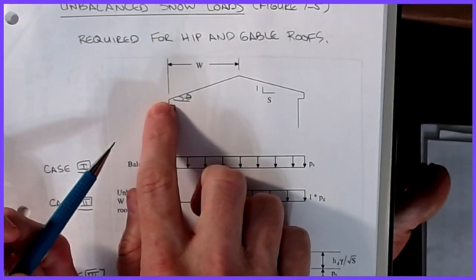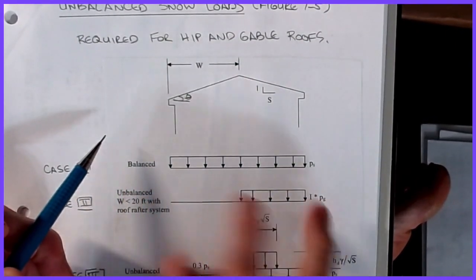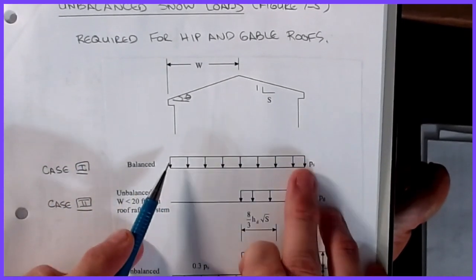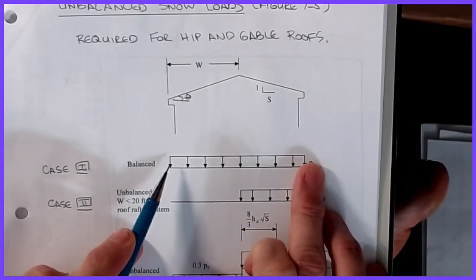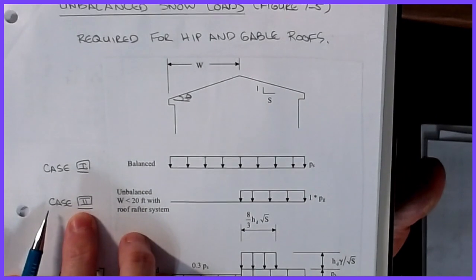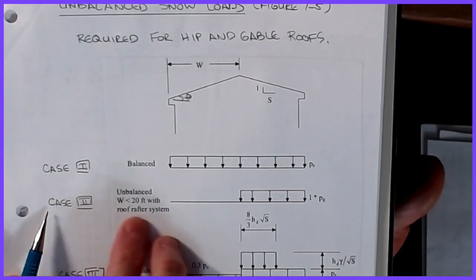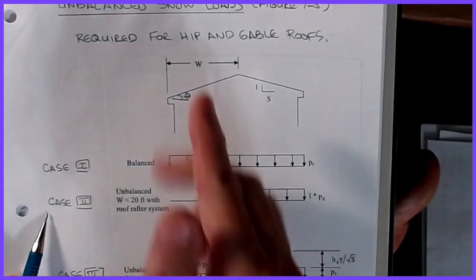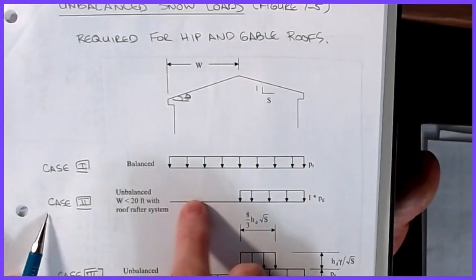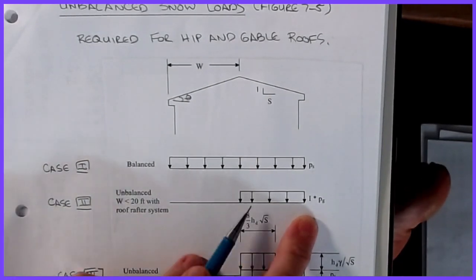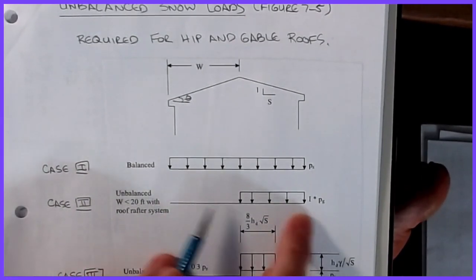This is our distance W, from the windward wall to the ridge. I would have a constant pressure of PS all over it. Now imagine that all the snow is laying on the building and then the wind hits and it blows and blows. It's possible for me to have a case, when W is less than 20 feet with a roof rafter system, where all the snow on this front slope from here over basically gets redeposited on the back side. If that's the case, then I have what we call an unbalanced load.